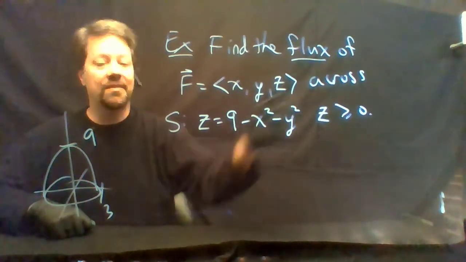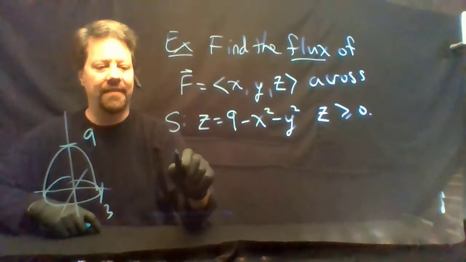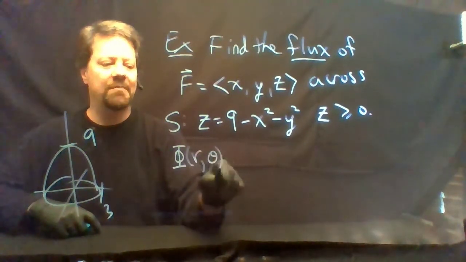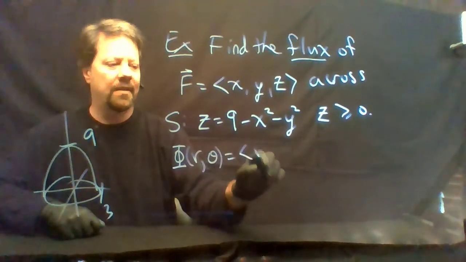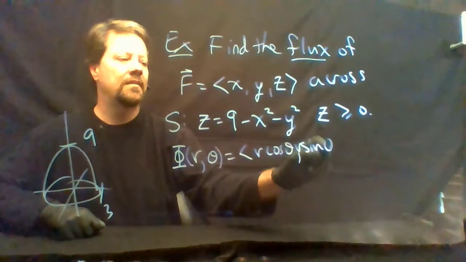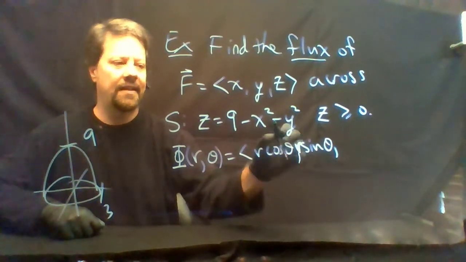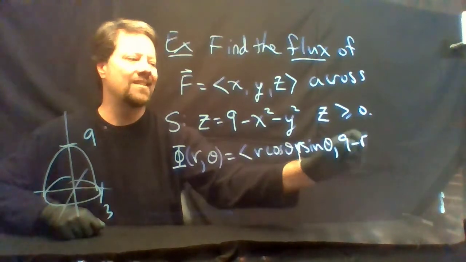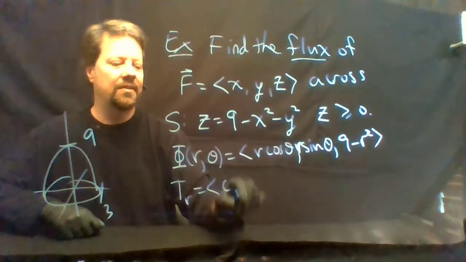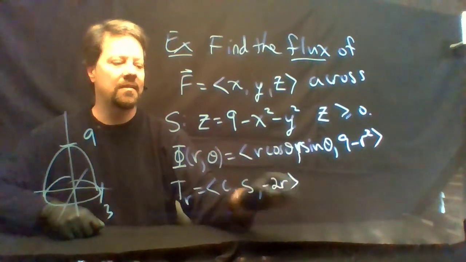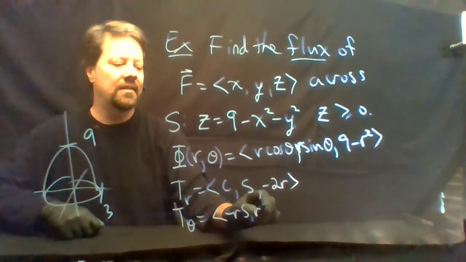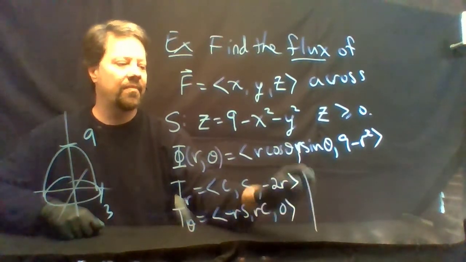To calculate the flux, we do need to calculate the tangent vectors, so we need a surface parametrization. We know how to do that by now. It's going to be what? r cosine theta, r sine theta, and then z equals 9 minus r squared. So T_r will be cosine, sine, minus 2r. T theta will be minus r sine, r cosine, and 0.